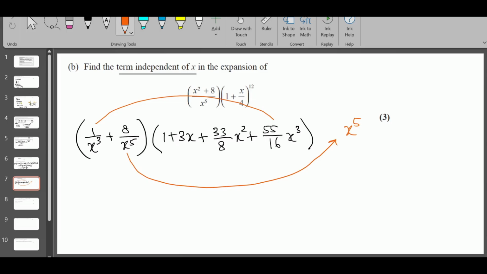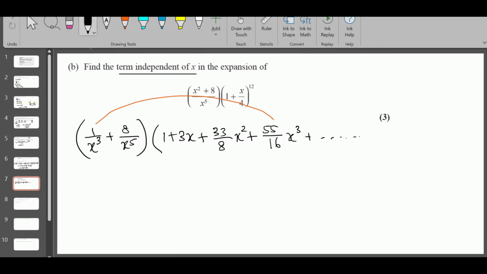This is how they are going to trick you, because if you stick to the answer from part A, there is no x power 5 term, right? There is no term involving x power 5. So you cannot just take this times this and write the answer. You will lose marks. So even though you haven't found the term involving x power 5 in part A, for part B you have to do it.